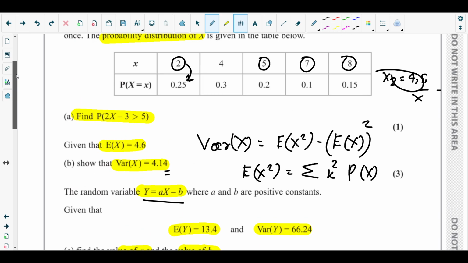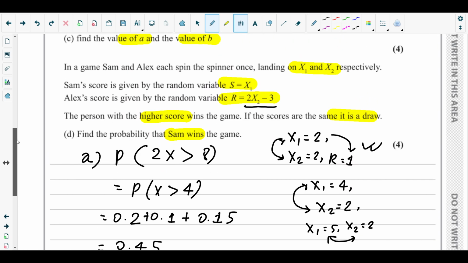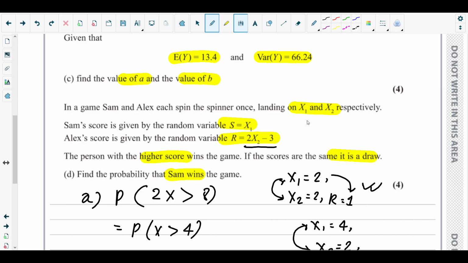Then x1 should be 7. Let's go up a bit. Consider x1 to be 7. If x1 is 7, x2 being 2 is definitely acceptable. Now 4 is also acceptable, because 4 times 2 is 8, 8 minus 3 is 5, and 5 is less than 7. If you put x2 equals 4 into the LX score, you will get 5, which is less than 7. So still Sam wins.